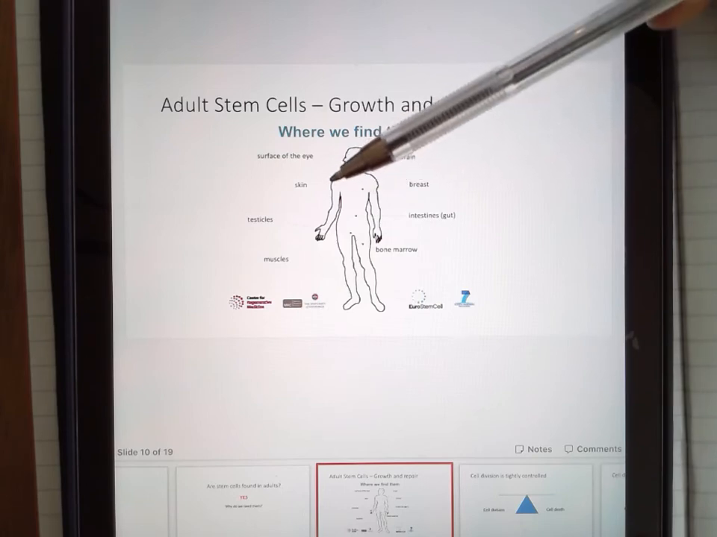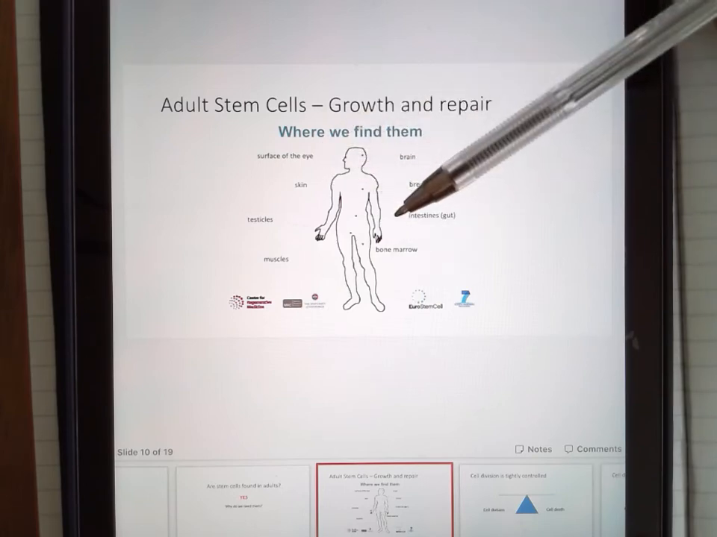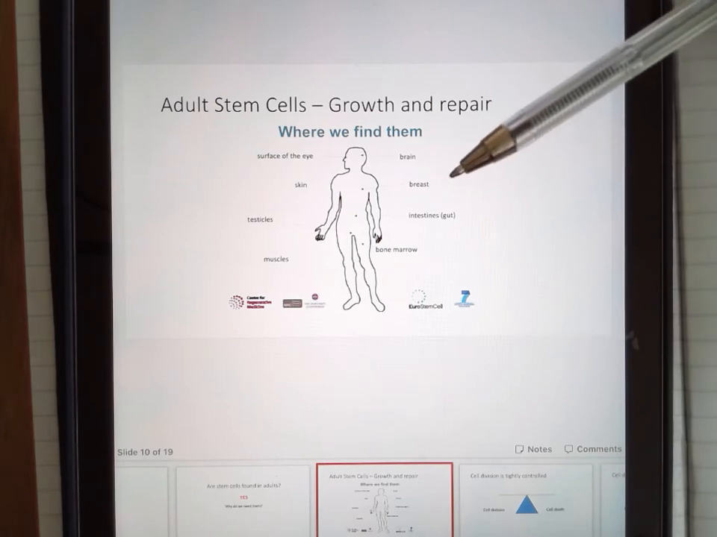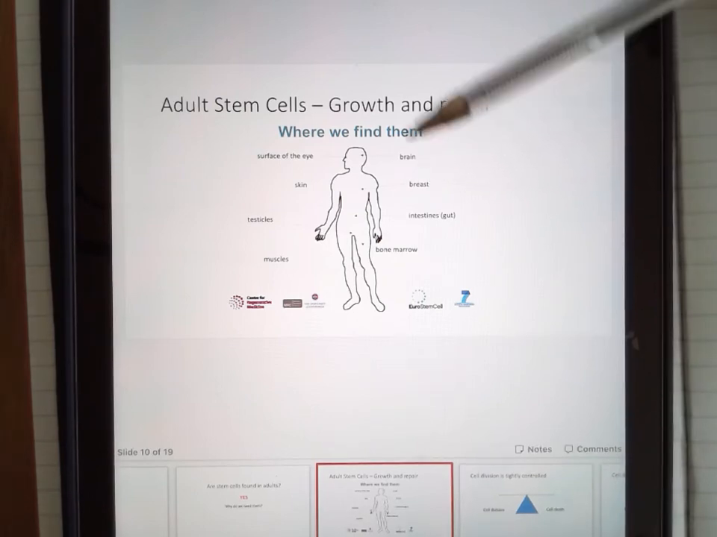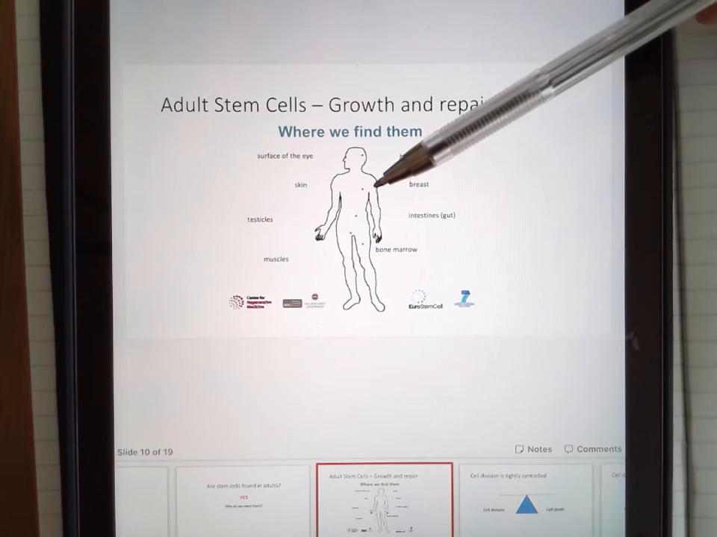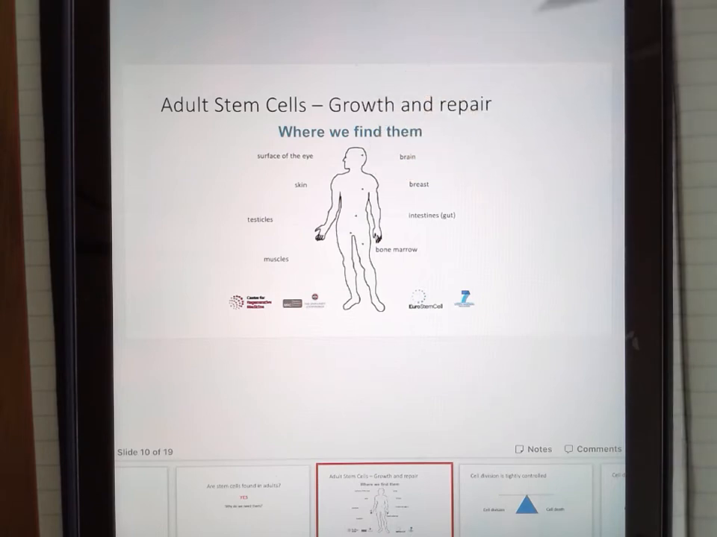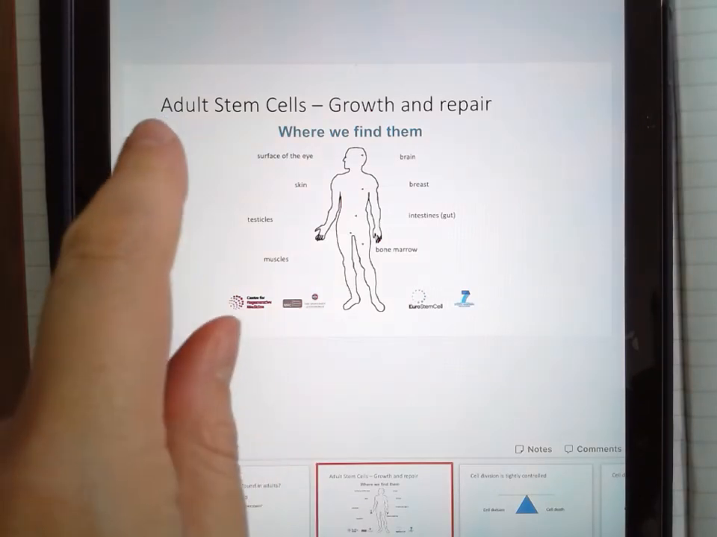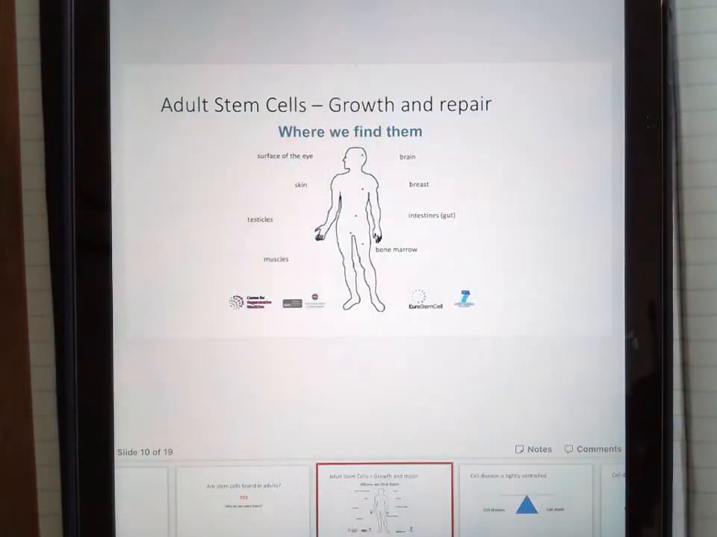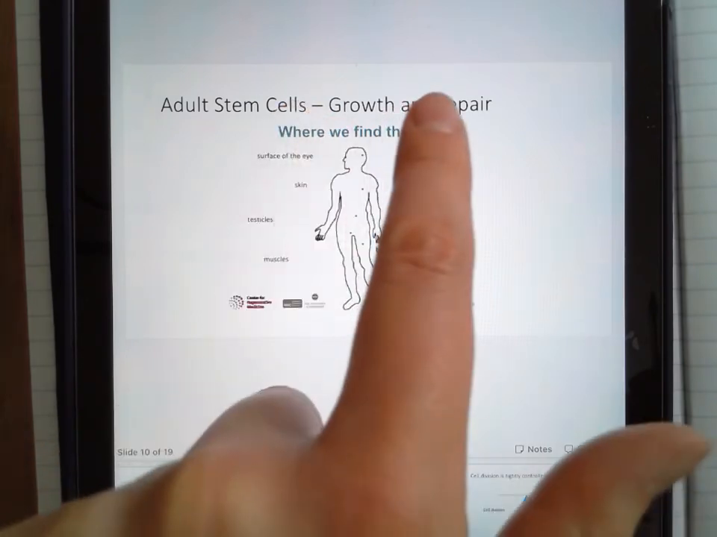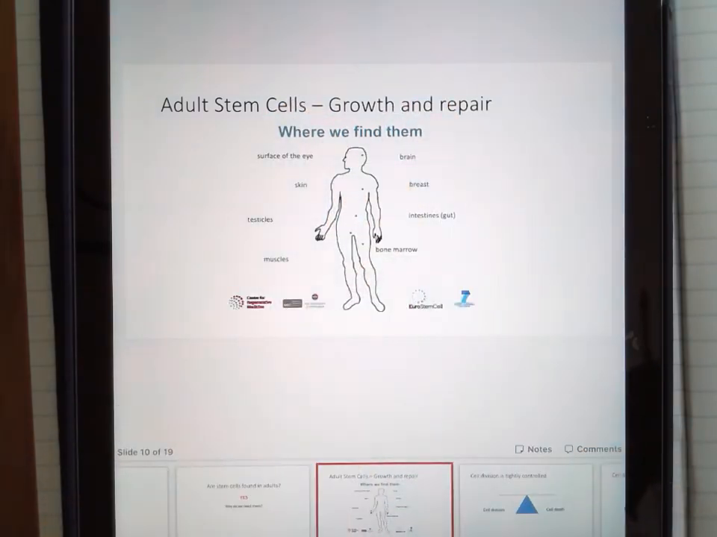Okay, and it's not just in your skin. There's lots of parts of your body where your cells are constantly being damaged or are dying. And it's important that we have stem cells to grow and also to replace the cells that have been damaged. Even as adults, when you're not growing anymore, you're not getting taller, you do still need to be able to repair the cells that you've got. And we use adult stem cells to do that.